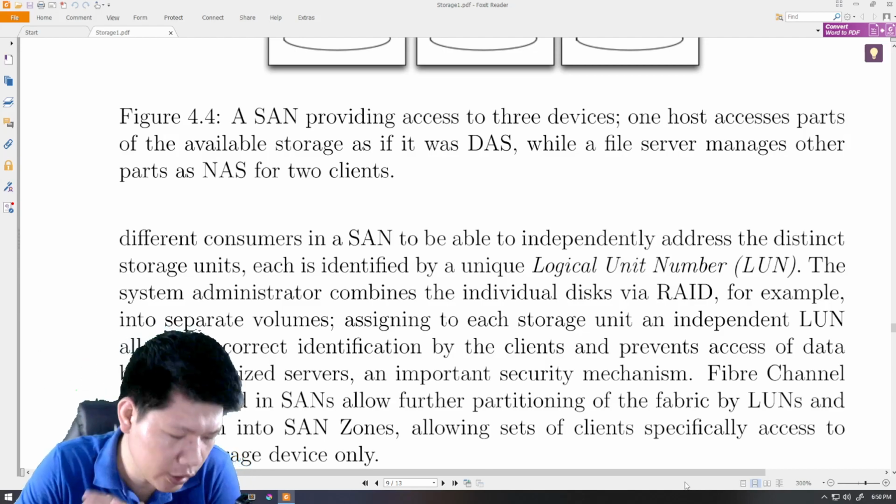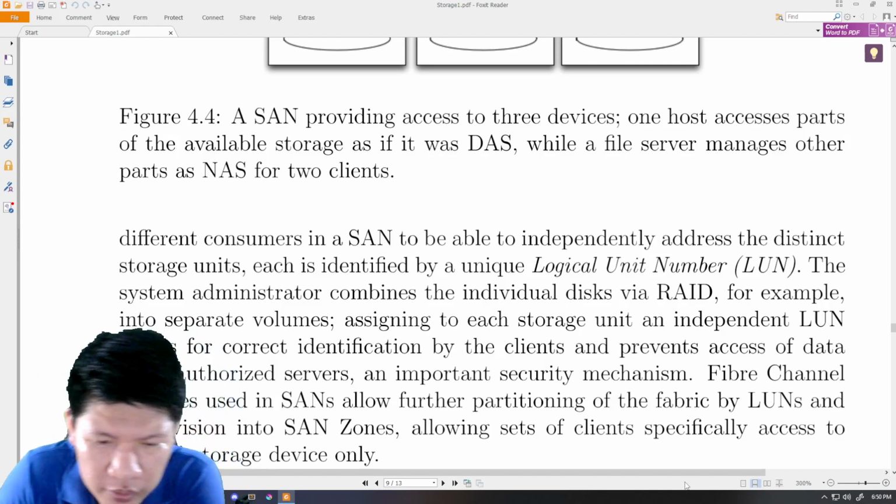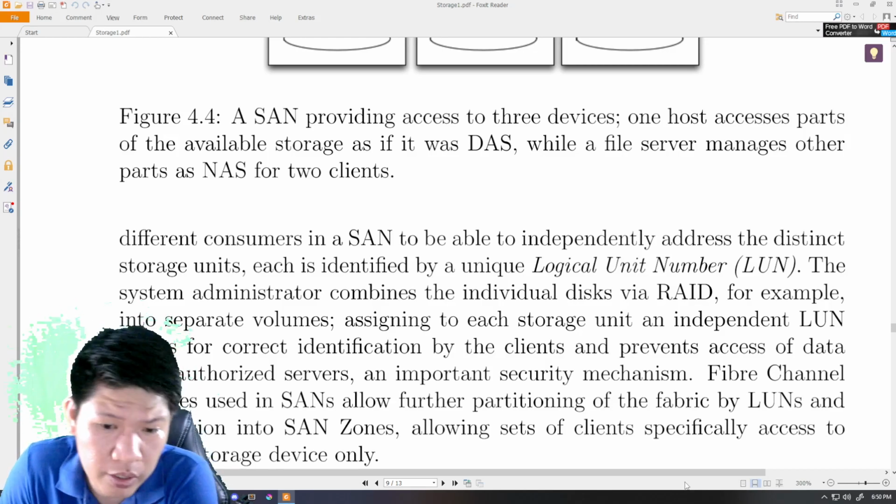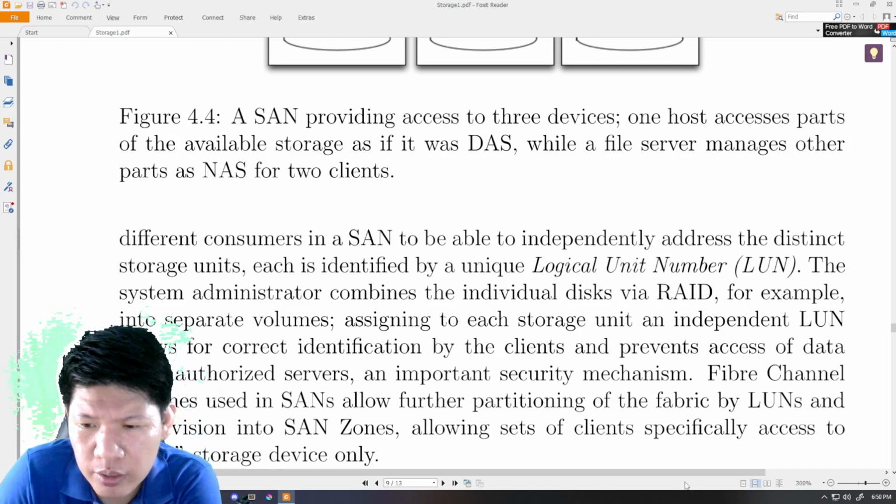It's not authentication, but anyway, it allows us correct identification of the client to prevent access to data by an unauthorized server or unauthorized user, an important security mechanism.